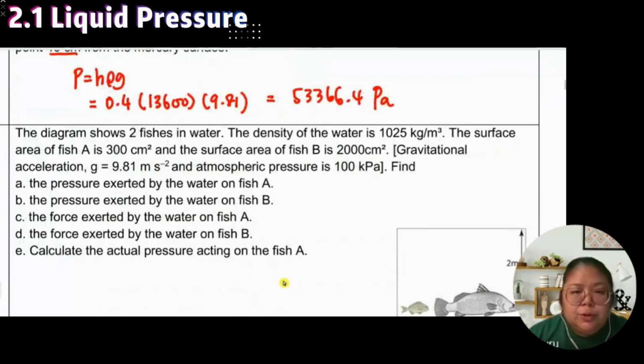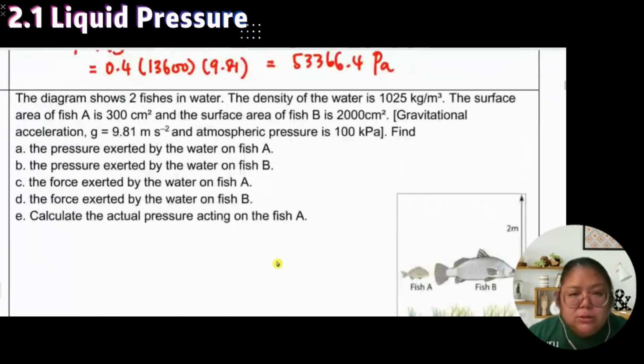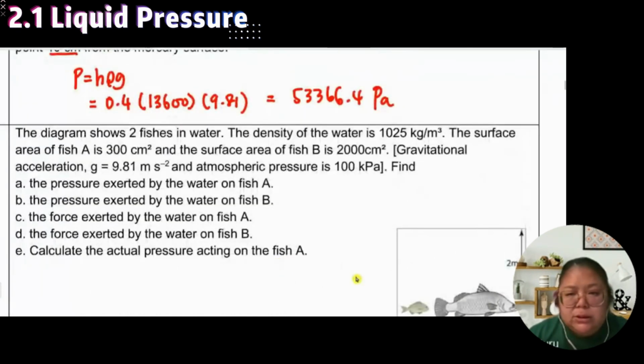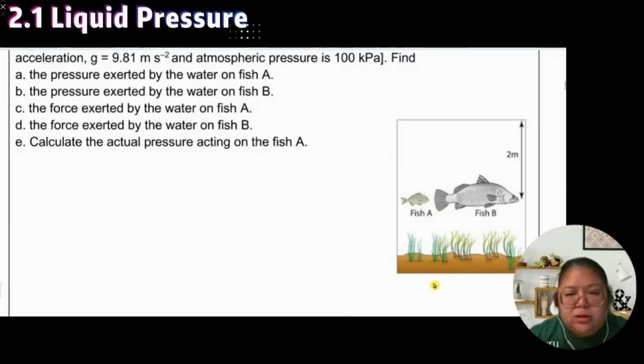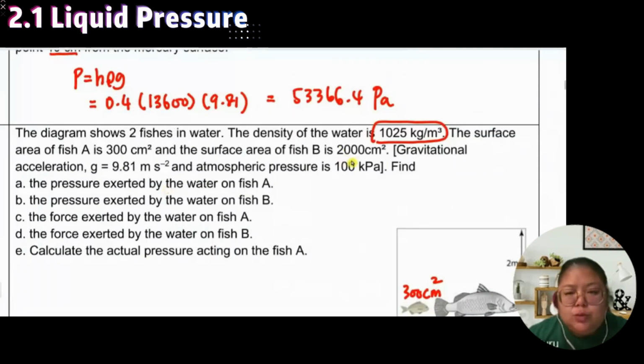The diagram shows a fish in the water. Density of the water. Surface area of fish A is 300 cm squared, and the other one is 2000 cm squared. Gravitational acceleration is provided, 9.81. Atmospheric pressure is also given, so that means you need to count it.